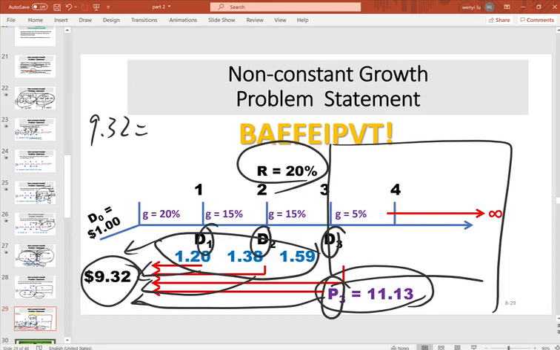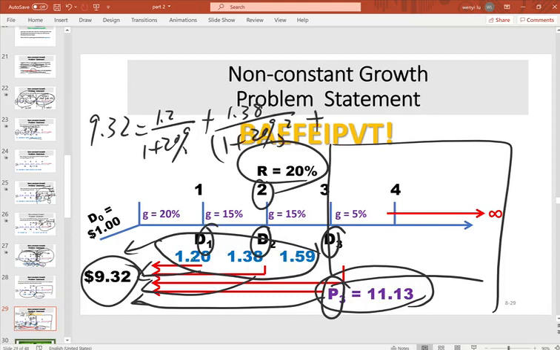So this 9.32 is you discount D1, D2, D3, and also P3 back into time 0. Let me write the details down, if you want to track the details. It will be 1.2 over 1 plus 20%, that's the PV of D1. Then the PV of D2 will be 1.38 over 1 plus 20%. Be careful, this one should be squared because this is on time 2. Time 3 will be D3 plus P3 because both are on time 3.